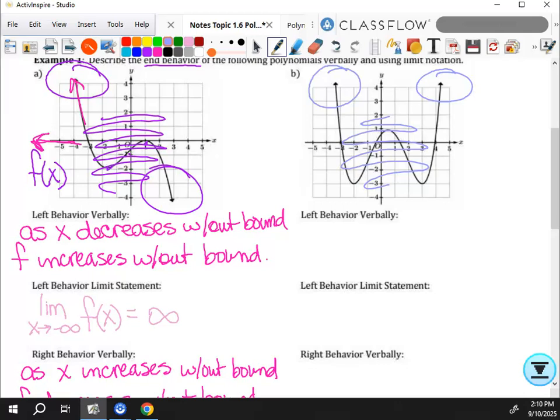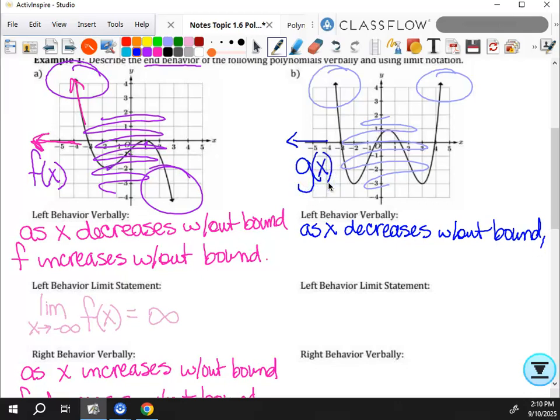So our left hand, as x decreases without bound, we're heading to negative infinity. Oh, this guy didn't have a name. Let's name him G. Okay. G is doing what? Increasing without bound. So G increases without bound.